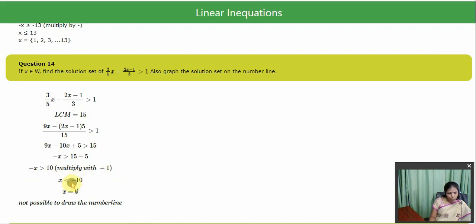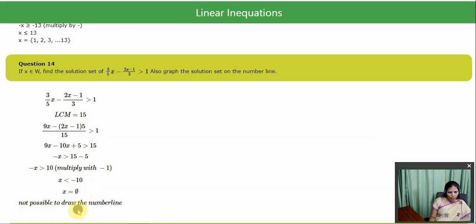So all the values which are less than -10 will be the solution for this inequality. Right? So what are all the values which are less than -10? It is -11, -12, -13, and it goes on this side, the left direction of the number line. But here x belongs to whole numbers, which is given in the question. There are no values which belong to whole numbers. So it is the null set. x is equal to the null set.